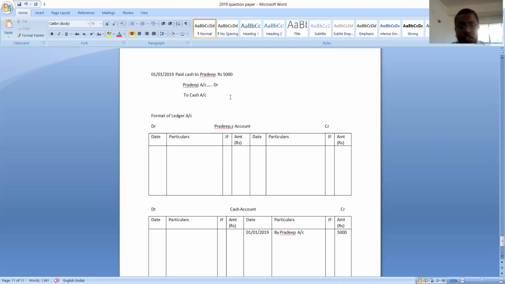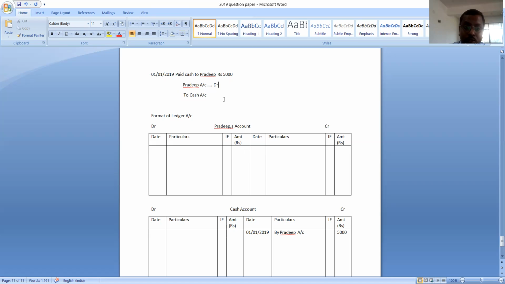This is the transaction. So what is the journal entry for this transaction? Paid cash to Pradeep. It means Pradeep is the receiver and cash is going out of the business. So what would be the journal entry? Pradeep's account debit to cash account. Then what is the narration? Narration is being cash paid to Pradeep. So first, like this, we have to pass the journal entry.